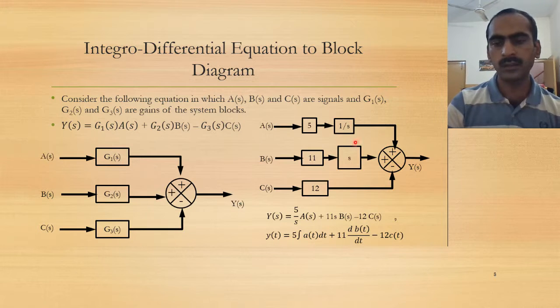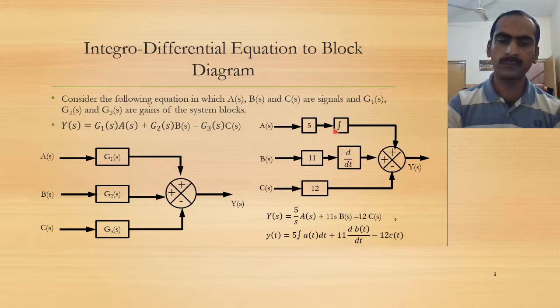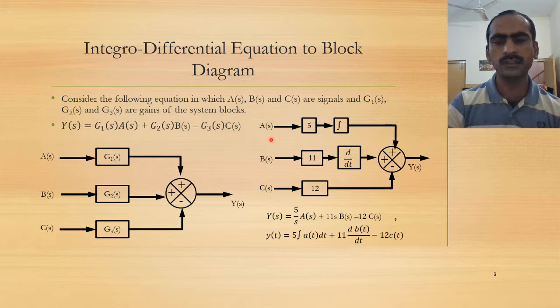So 1 over S is the process of integration, and this is the process of differentiation. The alternative way to show the same block diagram is this one. 1 over S is replaced with an integration sign, S is replaced with a derivative sign, and we have E(t) here. If I see in the time domain, it would be E(t), and this will be Y(t). Similarly for the other points as well.